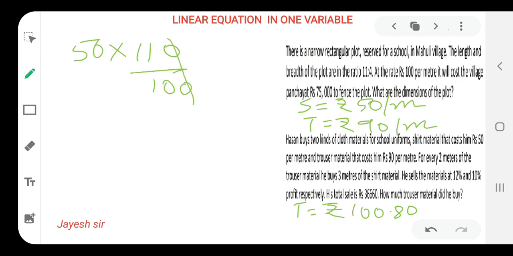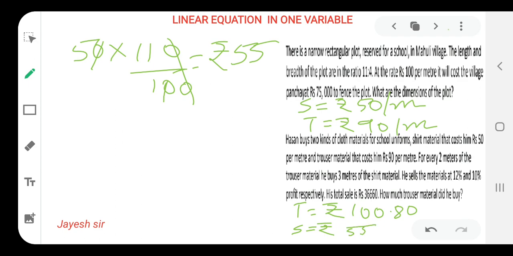Yes friends, 0 gets cancelled and this 0 gets cancelled over here. So he sells it at rupees 55 per meter. That means he is earning 5 rupees per meter while selling shirt cloth and 10.80 paisa after selling trouser. I am writing over here that the cost of selling the shirt is rupees 55.